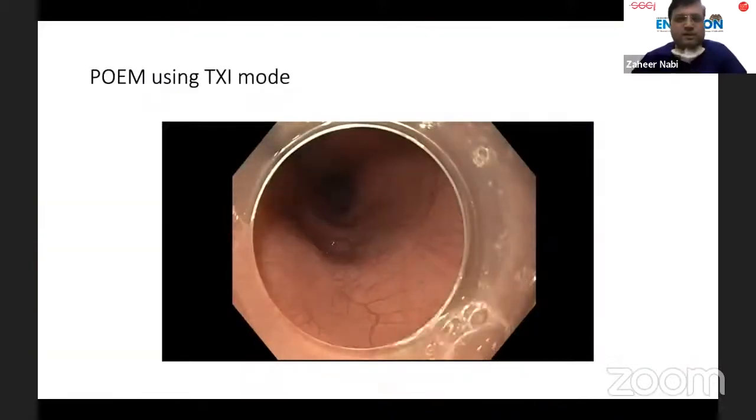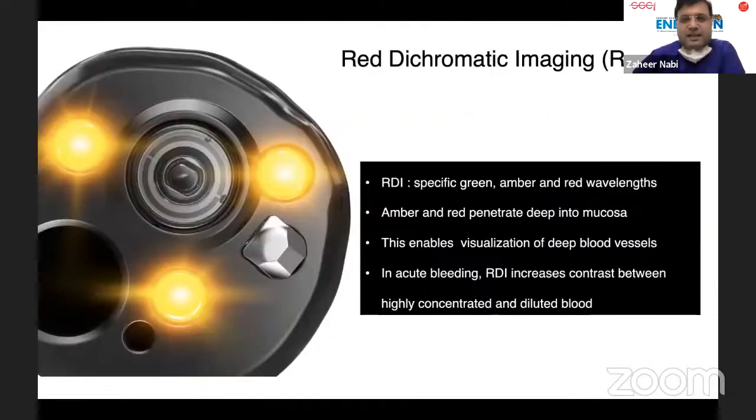Thank you, Dr. Raj, for that overview. And I'll come to Dr. Mohan now. This RDI has been there for quite some time now. In fact, for almost 5 years, we have been seeing studies coming up with this RDI mode. So what exactly is this RDI mode, which is also called red dichromatic imaging, and how does it help in performing therapeutic endoscopic procedures, Dr. Mohan?